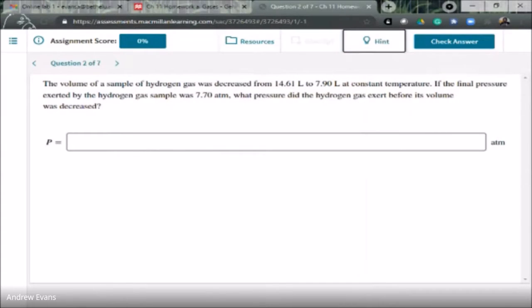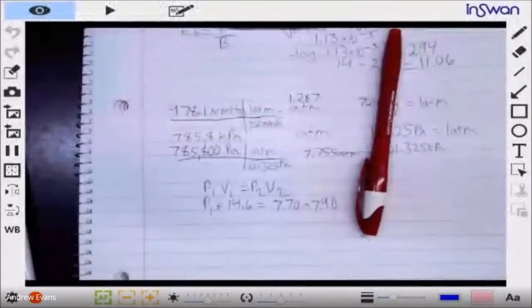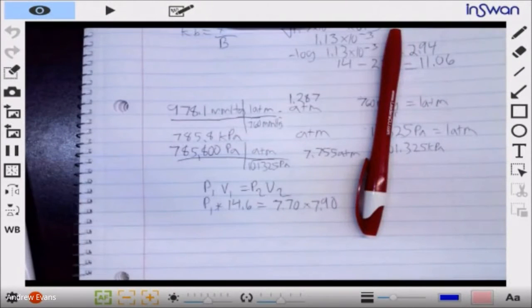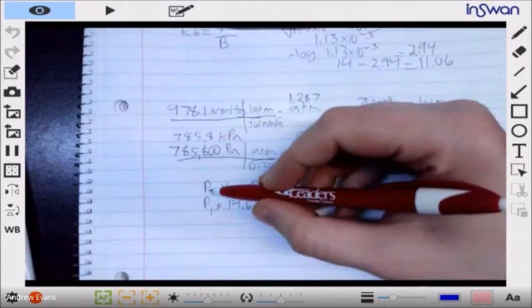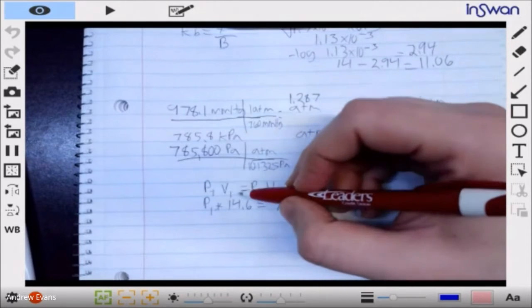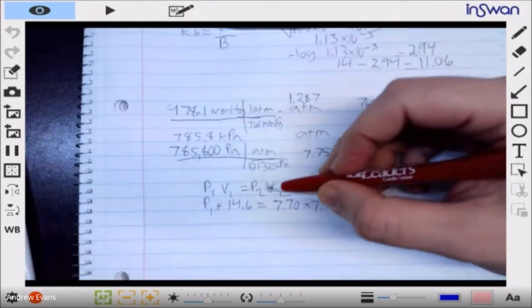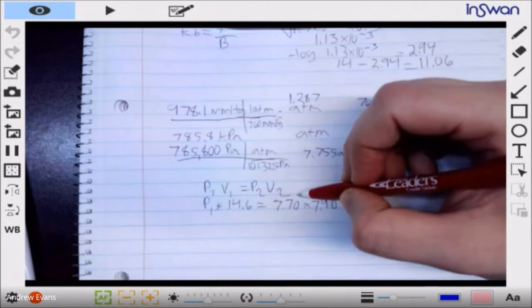Once again, I'm not going to solve this one, but I'll pull up the dock camera just to show you how to set this up. So we have P1, I'm writing the numbers down, 14.6 equals 7.70 times 7.9. We see right here, saying that pressure at situation 1 times volume at situation 1 is equal to pressure at situation 2, volume at situation 2.